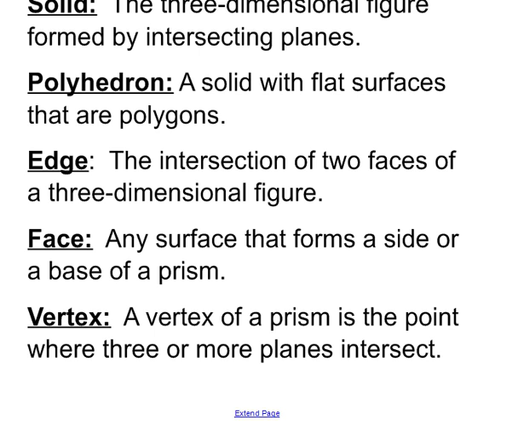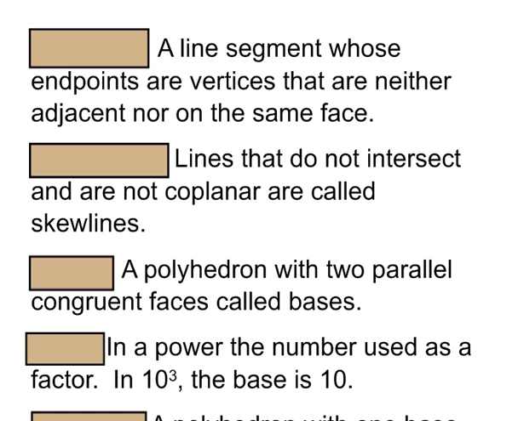There's a lot of definitions here, and you're going to need to know all of them as we go through these different sections. So you're going to want to get these down and spend some time studying them. A diagonal is a line segment whose endpoints are vertices that are neither adjacent nor on the same face.